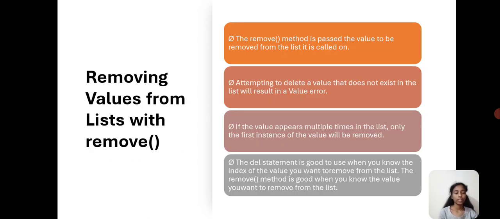Removing values from list with remove function. The remove method is passed the value to be removed from the list it is called on. Attempting to delete a value that does not exist in the list will result in a value error. If the value appears multiple times in the list, only the first instance of the value will be removed. The del statement is good to use when we know the index of the value we want to remove from the list. The remove method is good when we know the value we want to remove from the list.